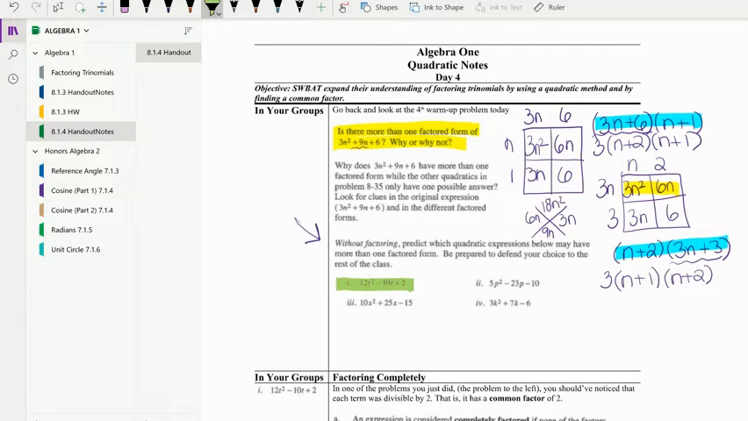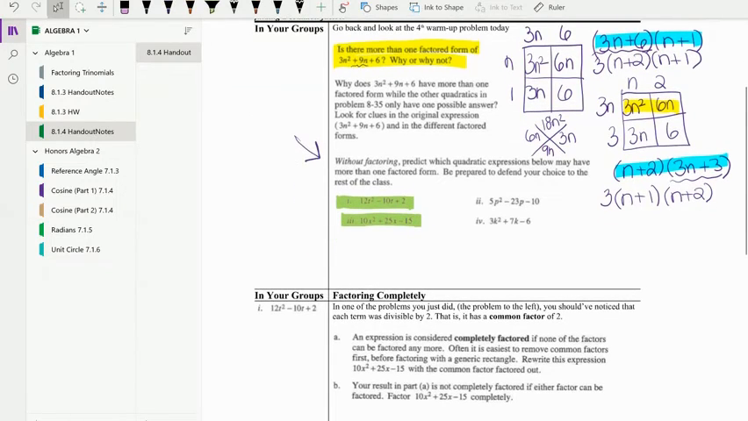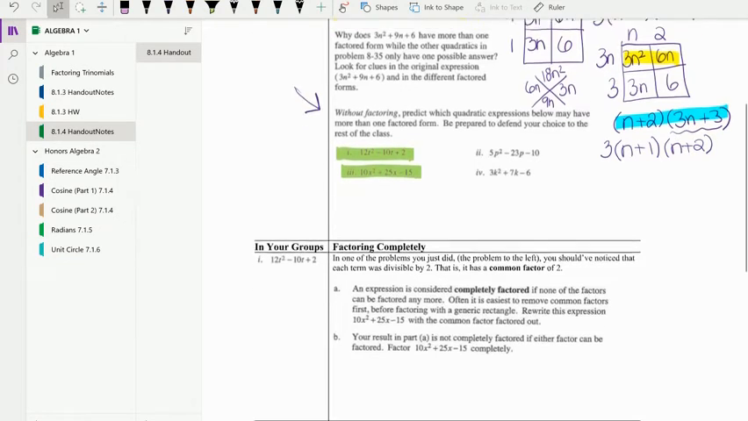Looking at the next one, 5p squared minus 23p minus 10. Does that have a GCF? No, there's no number that is a factor of all three of those terms besides 1, which wouldn't count. The next one, 10x squared plus 25x minus 15. Is there a greatest common factor for those three terms? The answer is yes, it's 5. And the last one, 3k squared plus 7k minus 6. It doesn't seem like there is a GCF for that one.